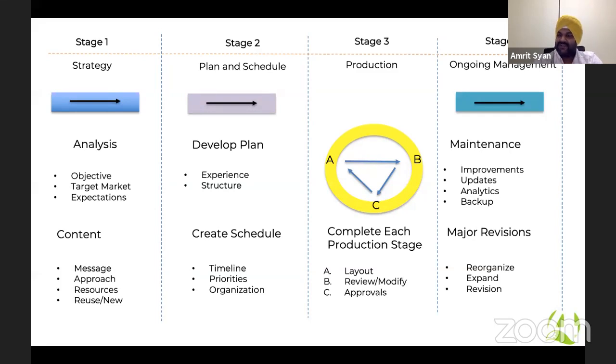So the first thing you have to go with is strategy. Analyze what you want to give to the market. What is the target market, what are the expectations, what is the objective, what is the content, what are the messages, what is your approach, what are the resources. First step. The second step is plan and schedule. Develop a plan, experience, structure, how to plan things.